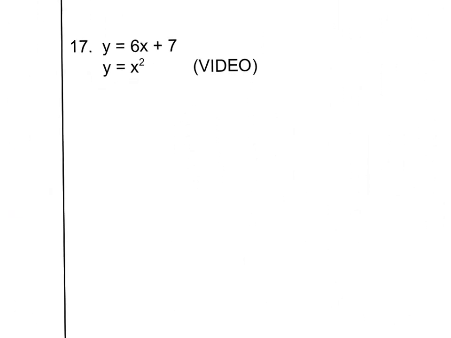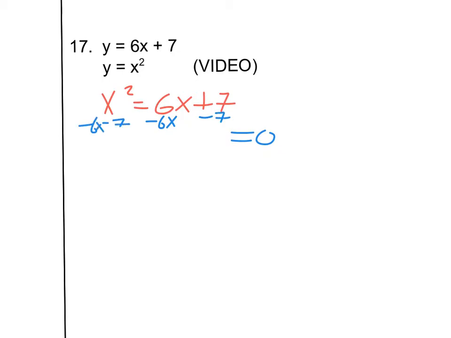For number 17, we've got a system of quadratic equations going on here, and I'm going to start off by setting them equal to each other. So it's going to be x squared is equal to 6x plus 7. And this is where I'm seeing some confusion about what to do next. The big idea here is I want to make this equal 0. I don't have any other way to solve things if this does not equal 0. So I'm going to subtract 6x and subtract 7 from both sides. And that's going to leave us with x squared minus 6x minus 7 is equal to 0.